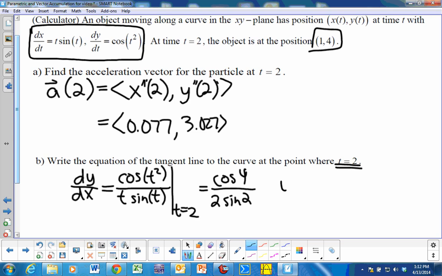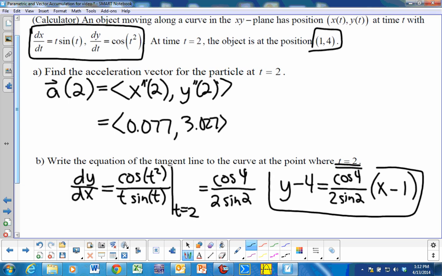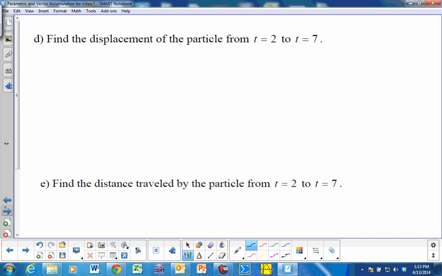So we could just write the equation: y minus the y value, which is 4, equals the slope we just found, cosine 4 over 2 sine 2, times (x minus 1). And we're done. You can leave it that way. The only time you would worry about needing the decimal approximations is if you were trying to match it on a multiple choice. But if this is open-ended, leave it. You're finished. It's a correct answer. This is numerical, so that's the answer, and there you go. So don't overdo it on simplifying.